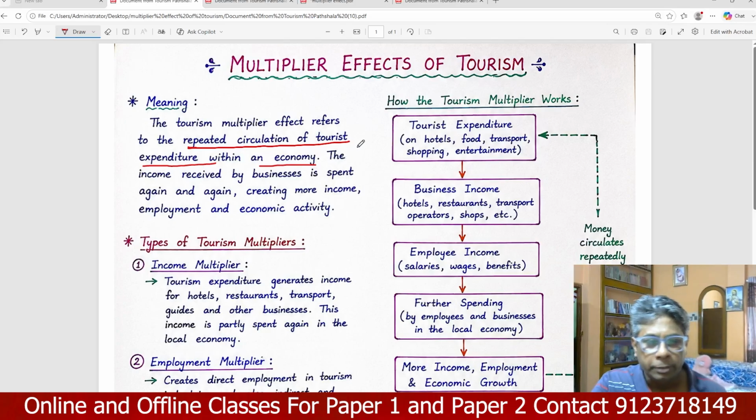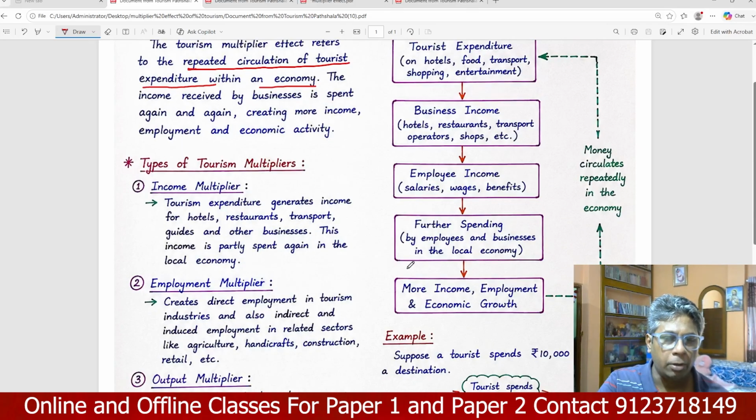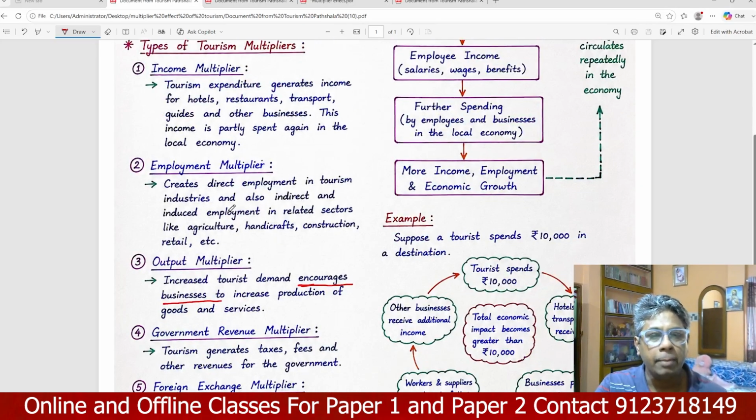There are different types of tourism multiplier. Number one, income multiplier: tourism expenditure generates income for hotels, restaurants, transport, guides and other businesses. This is called the income multiplier. Income is partly spent again in the local economy. Second is the employment multiplier: it creates direct employment in the tourism industry and also indirect and induced employment in related sectors like agriculture, handicraft and construction. These are the induced incomes.